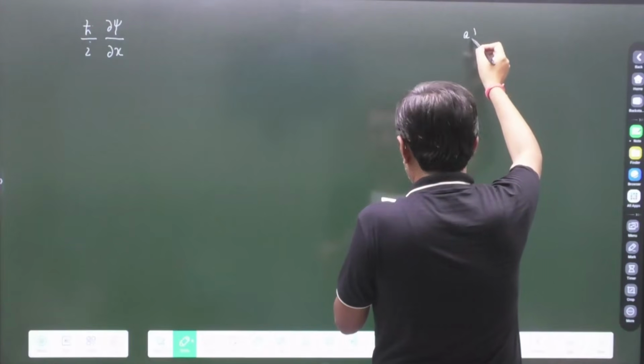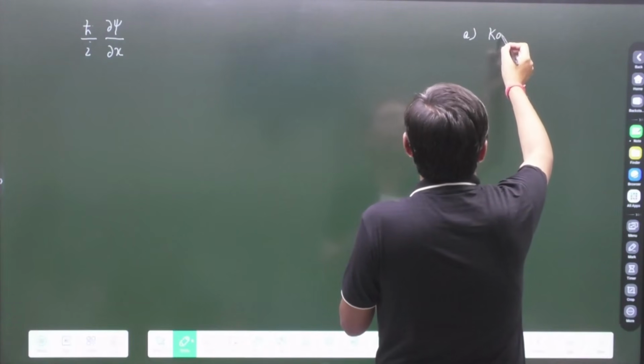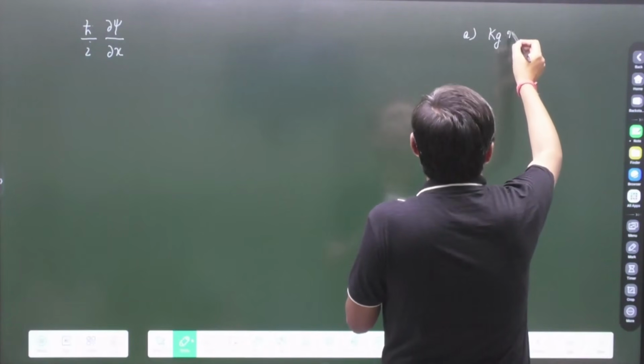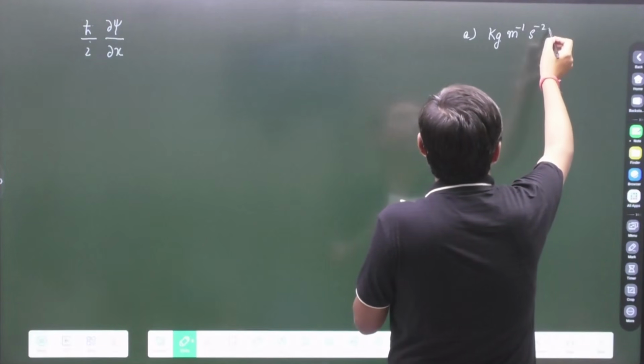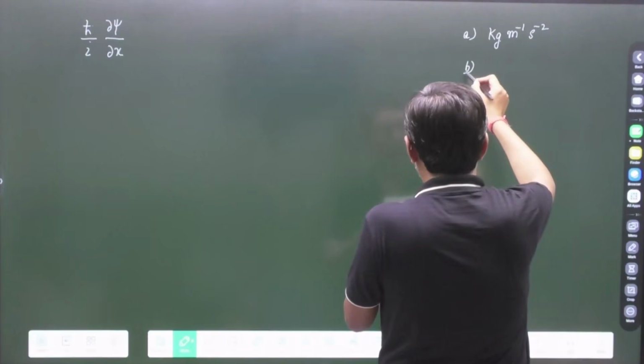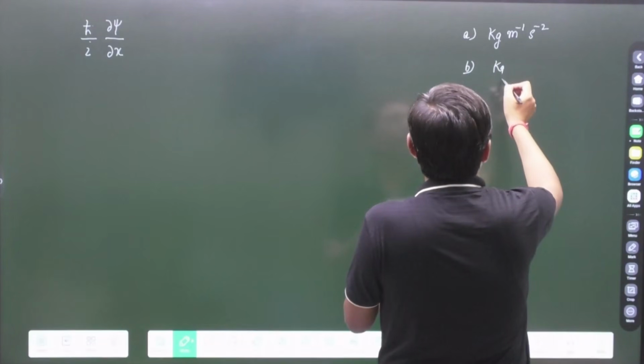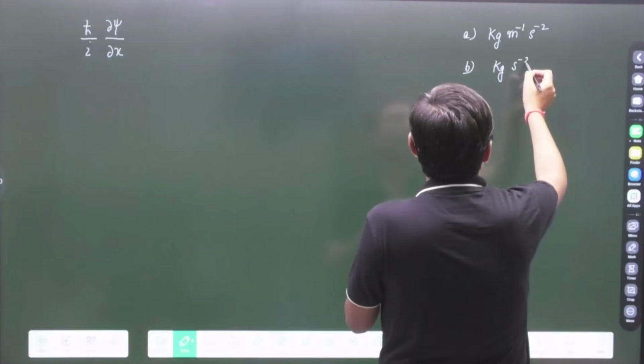Option A, मैं options लिखता हूँ, kilogram, meter -1, second -2. Option B, kilogram, second -2.